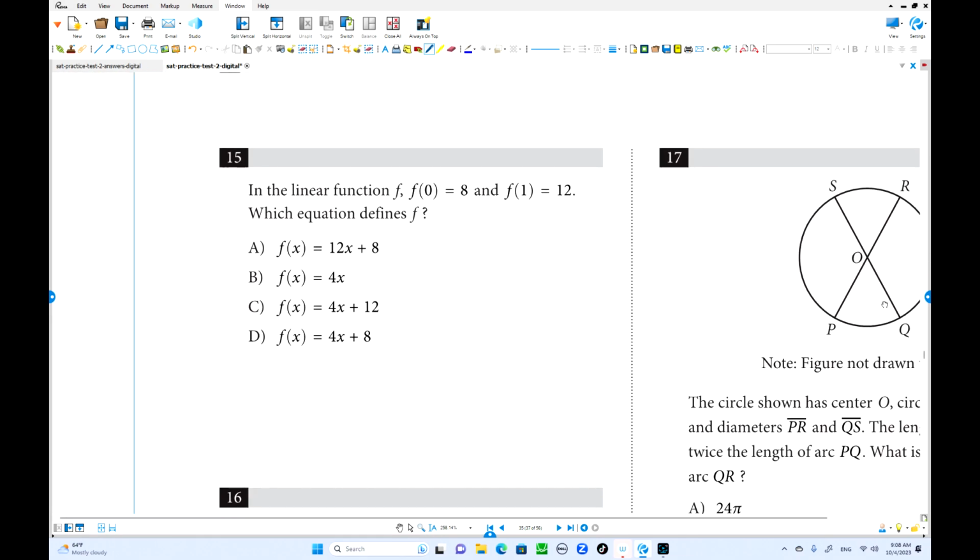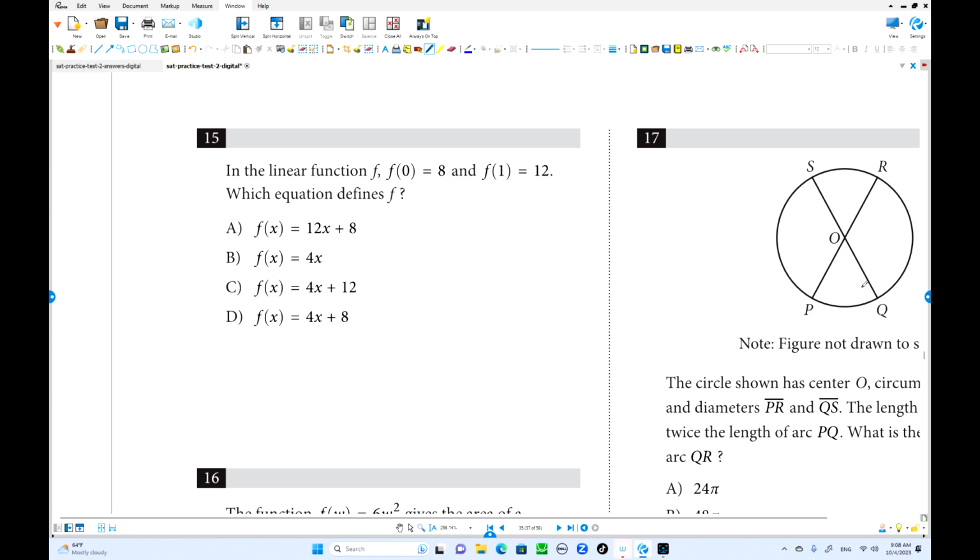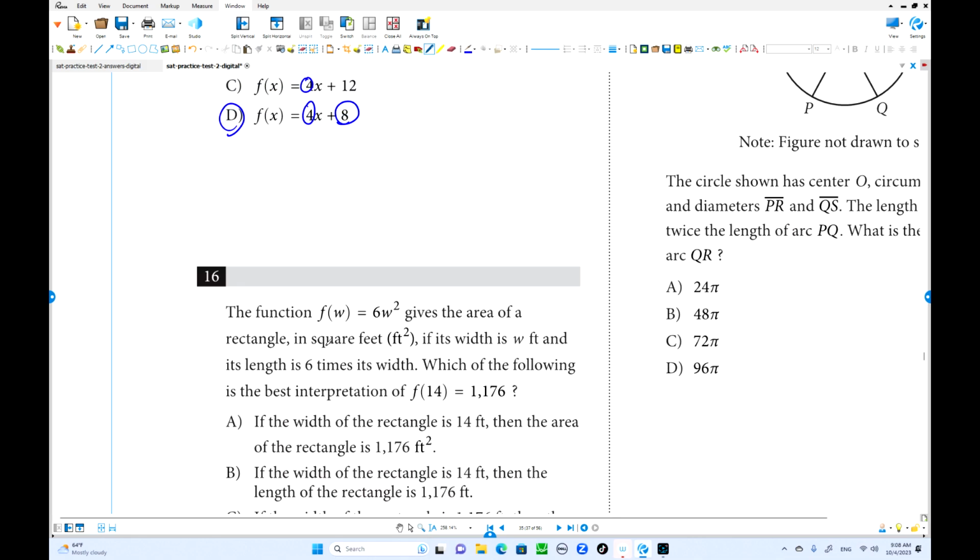All right, this is number 15. Which equation defines x? First, we can check it out. It's a slope. Slope is y2 minus y1, 12 minus 8, over x2 minus x1, 1 minus 0. Slope is 4. Oh, the slope is 4 here. But this is not working. Where is the y-intercept? When x equals 0, y equals 8, that is the y-intercept. This is the y-intercept only, okay? Choice D is the answer.